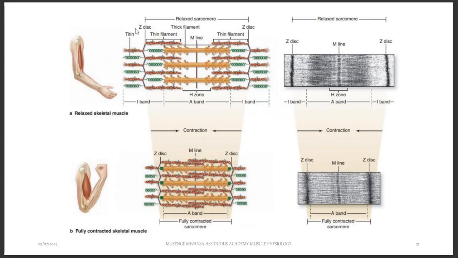So you can see this was a relaxed muscle. Now here it is contracted. The length of the myosin and actin is not changing. It's just an overlap that is happening.